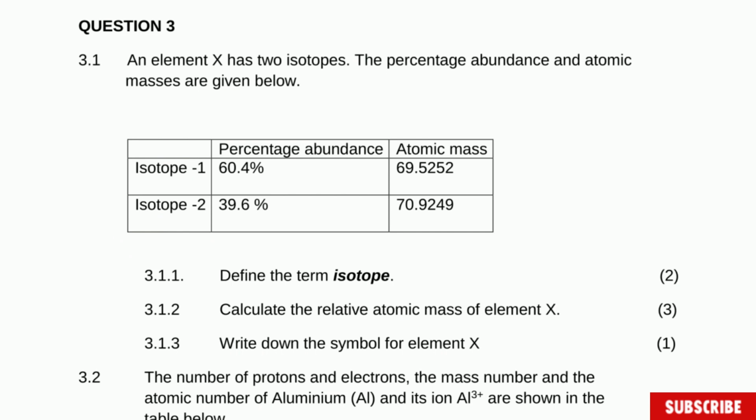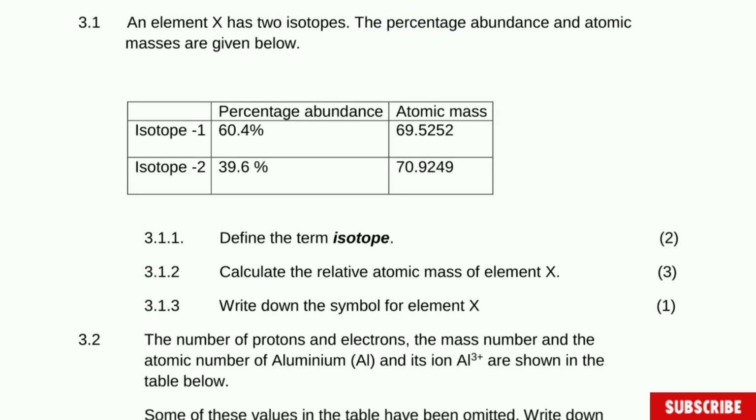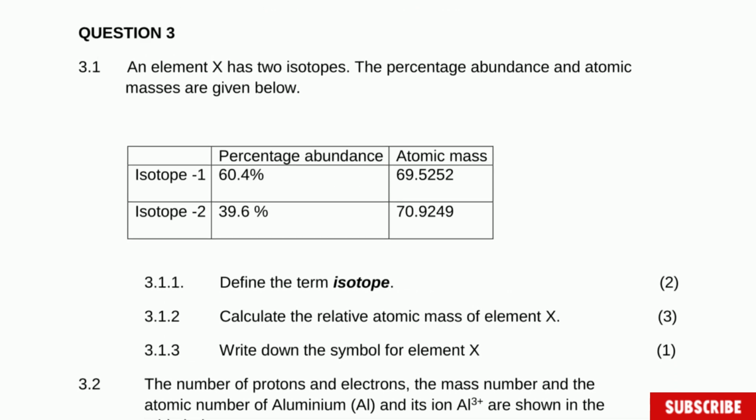This question was done in the Eastern Cape in 2022. The question says an element X has two isotopes. The percentage abundance and atomic masses are given below. Define the term isotope, and for sure it's going to be in the exam guide.